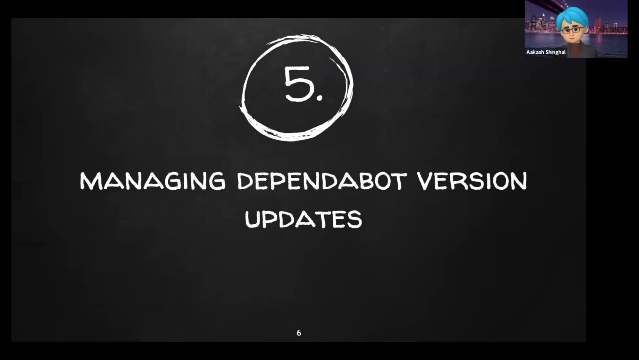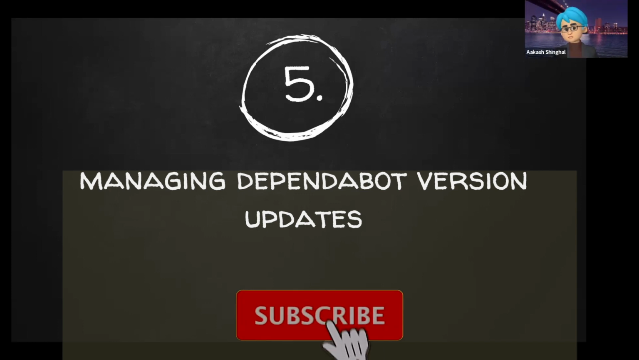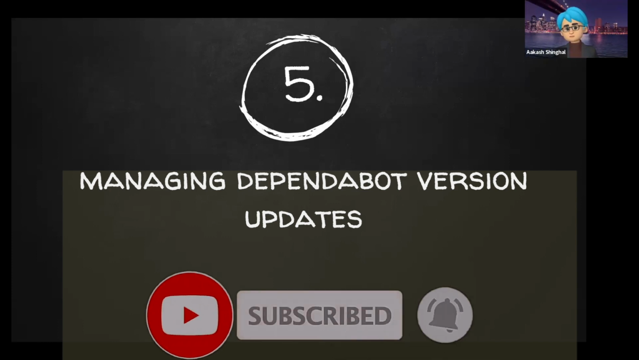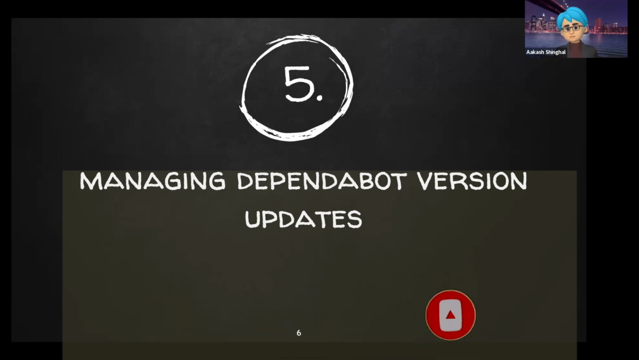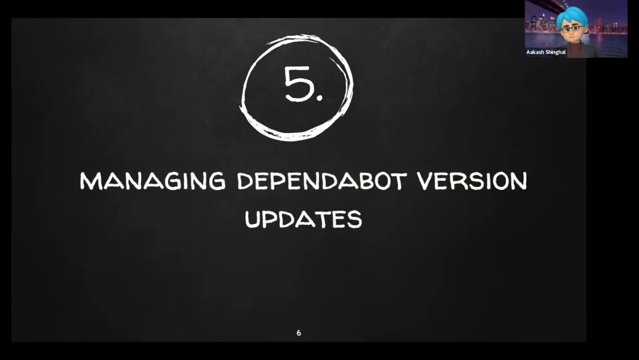Previously I showed you managing Dependabot security updates. Now this one is managing Dependabot version updates. In security updates, if your version A has a security vulnerability, it will tell you about the latest version which has the fixes for that particular dependency. But what Dependabot version updates will do is keep checking if there is any latest version present for the dependency which you are using, and as soon as it finds one, it will create a pull request for you so that you can upgrade to the latest version. Okay, let's see how we can do it.